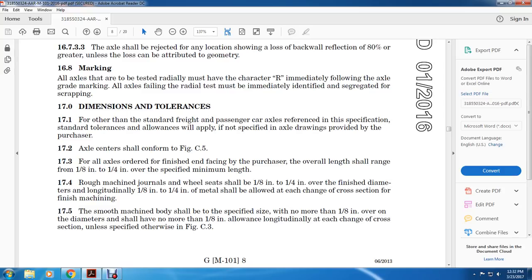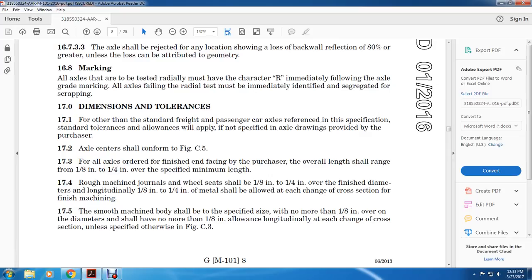applied and non-specified axle drawings provided with the purchaser. 17.2 Axle center shall conform with Figure C5. For axles ordered with finished ends facing of the purchaser, the overall length shall range from 1/8 of an inch to 1/4 inch over the specified minimum length. Rough machine journals and wheel seating shall be 1/8 of an inch to 1/4 inch over the finished diameter.